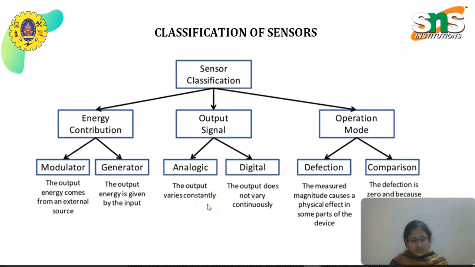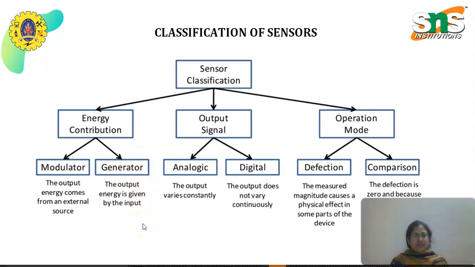In continuation with the previous video, we are going to see about the classification of sensors. The sensors are classified based on the energy condition and based on the operation principle. First, we see the energy contribution, which is divided into modulator and generator. The modulator needs an external source, because the output energy comes from an external source called the energy contribution, and the generator is one where the output energy is given by itself.